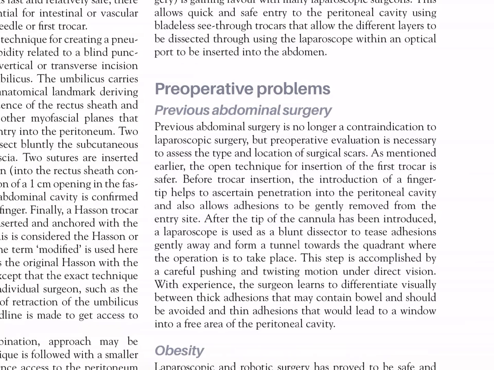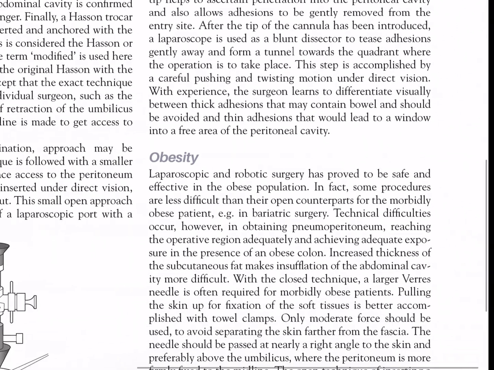After the tip of the cannula has been introduced, a laparoscope is used as a blunt dissector to tease adhesions gently away and form a tunnel towards the quadrant where the operation is to be carried out. This step is accomplished by a careful pushing and twisting motion under direct vision. With experience, the surgeon learns to differentiate visually between thick adhesions that may contain bowel and should be avoided, and thin adhesions that would lead to a window into a free area of the peritoneal cavity.